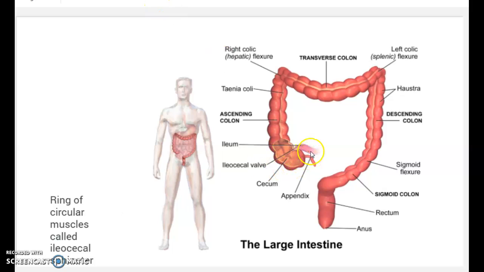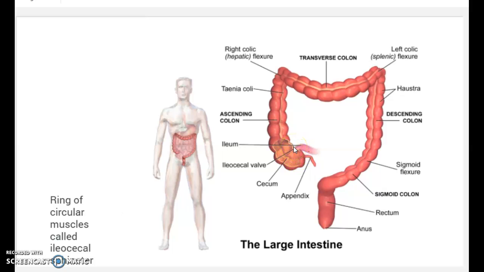First of all, we have to revise some portion from the small intestine. The last part of the small intestine is known as the ileum, and the junction where the ileum joins the large intestine is known as the ileocecal junction. This junction is guarded by a valve, and the valve's name is the ileocecal valve.